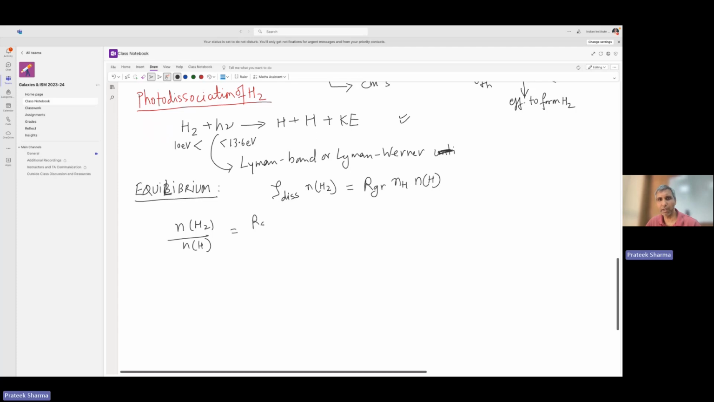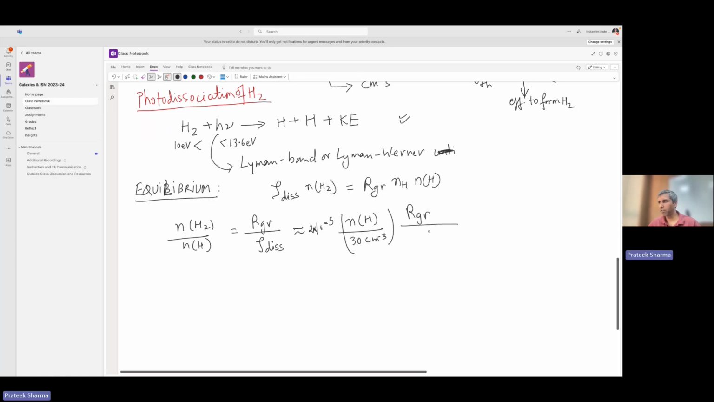which is equal to R_GR. In equilibrium, this is equal to R_GR by ζ_dis. This stands for dissociation. It is about 10^2 × 10⁻⁵. So for fiducial conditions, it's only 2 × 10⁻⁵. The number density of hydrogen molecule to hydrogen atom is about 2 × 10⁻⁵. And if I put in the normalization, this is 30 per centimeter cube.